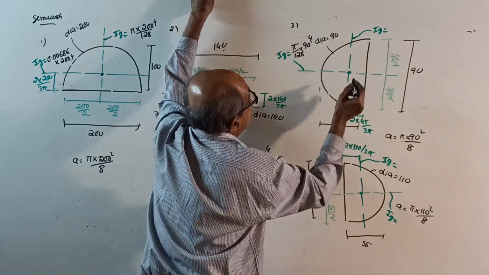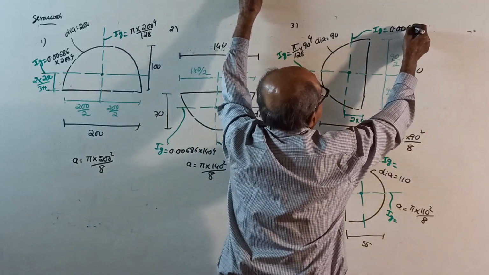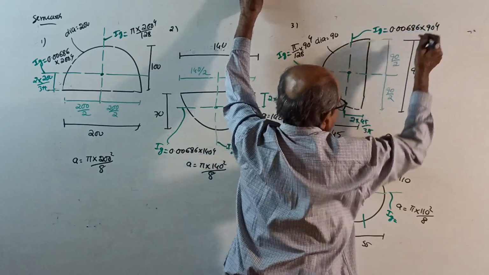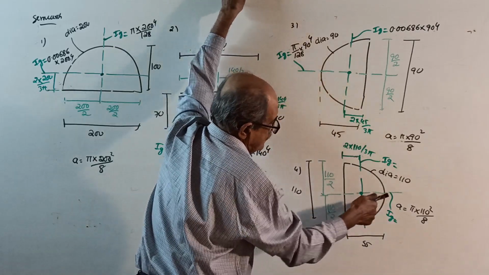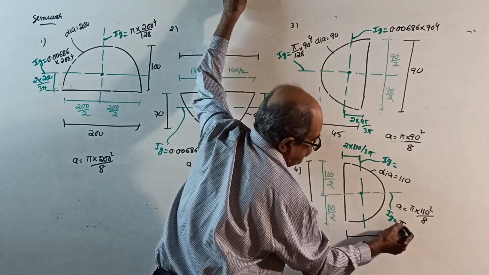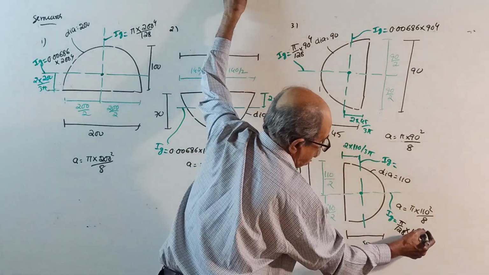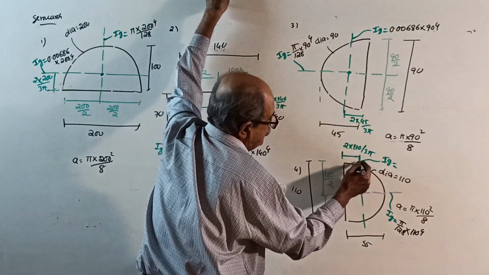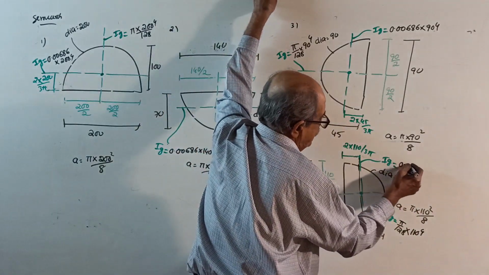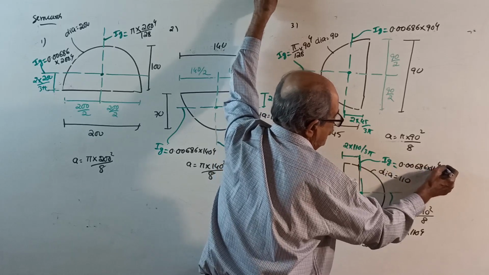But this Ig, this is not symmetrical, so 0.00686 into diameter power 4. Here, this Ig, see, symmetrical, pi by 128 into diameter is 110 power 4. But this Ig is not symmetrical. So 0.00686 into 110 power 4.